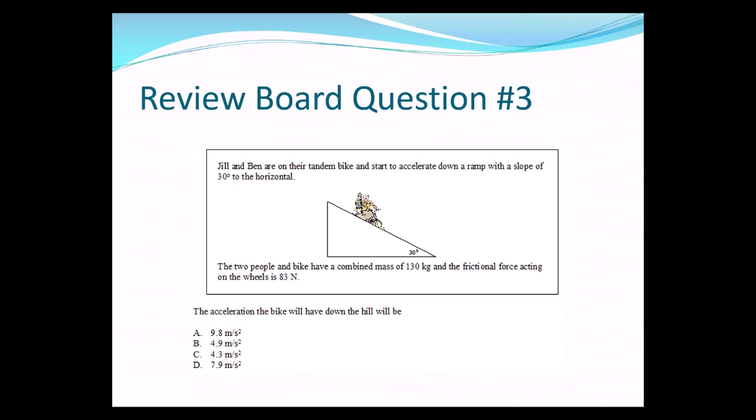Okay, and this last one: Ben and Jill are on a tandem bike and start to accelerate down a ramp with a slope of 30 degrees to the horizontal. The two people on the bike have a combined mass of 130 and the frictional force acting on the wheels is 83. Find the acceleration the bike will have down the hill. Okay, so it looks like they're just coasting down the hill. So I'm going to switch to my camera view for this one.